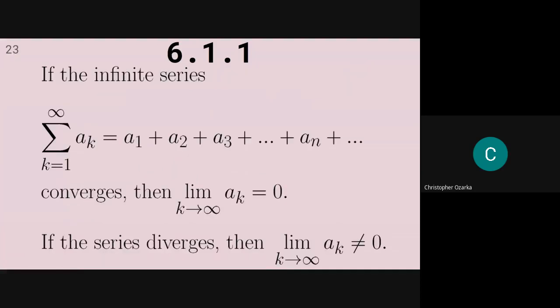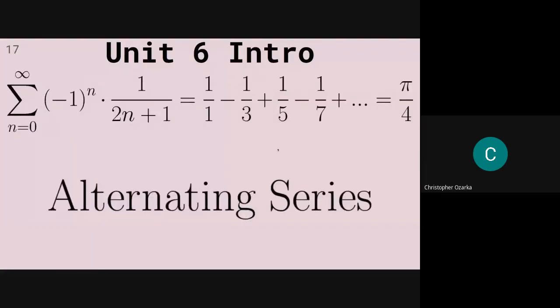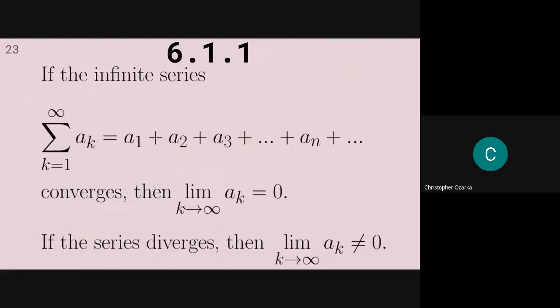All right. If the infinite series converges, so if you're adding these all up, then the limit as k goes to infinity, the infinitieth term, is 0. So if you look right here at this one, you'll notice it's going closer and closer to 0 as you go. So if it converges, then that's always going to happen. The opposite is not true, though.